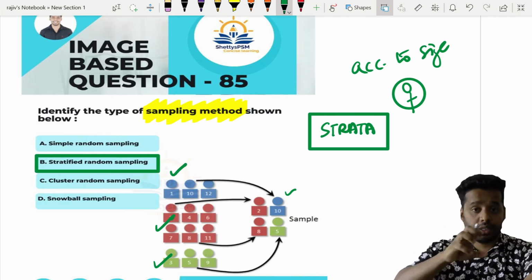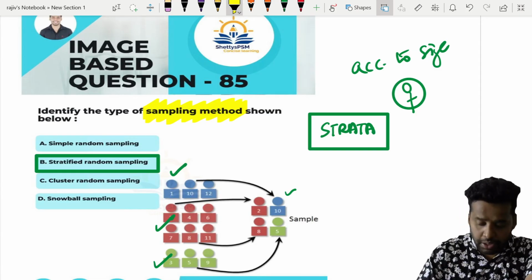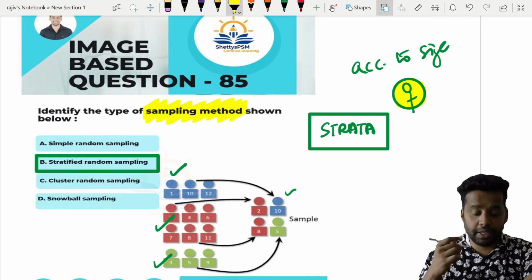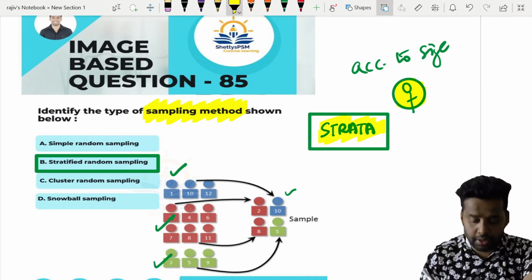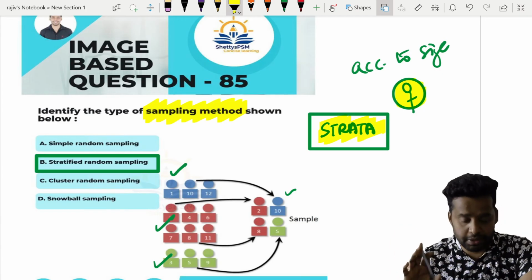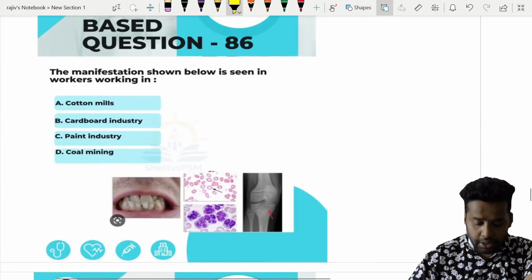Cluster means clusters are selected randomly. The final sampling unit is not the individual. Here the final sampling unit is individuals. That is why it is stratified random sampling, not cluster. In cluster sampling we select clusters randomly. Keep this in mind. Good. Come to the next question.